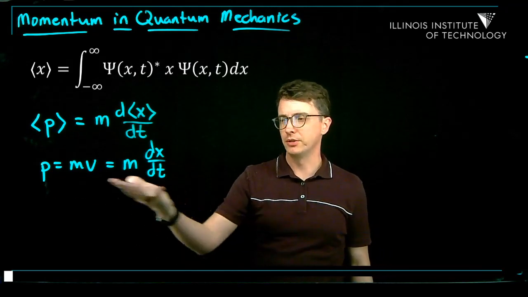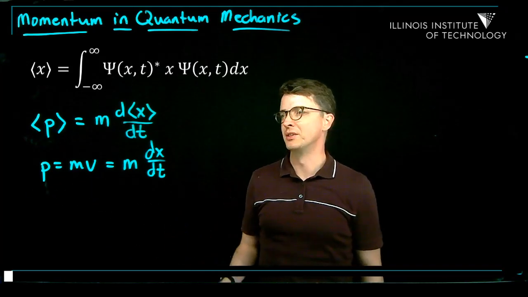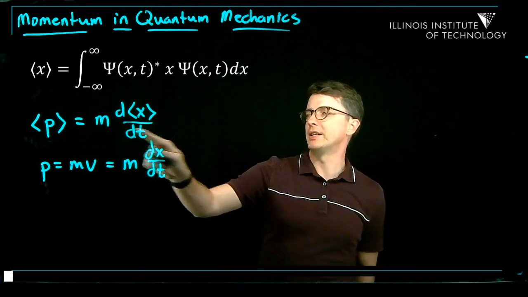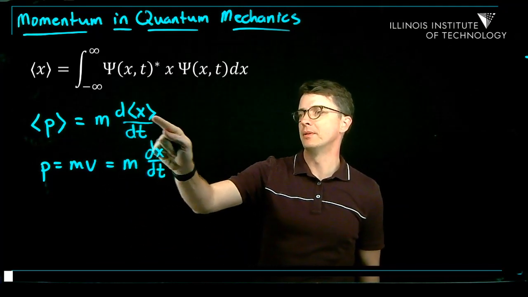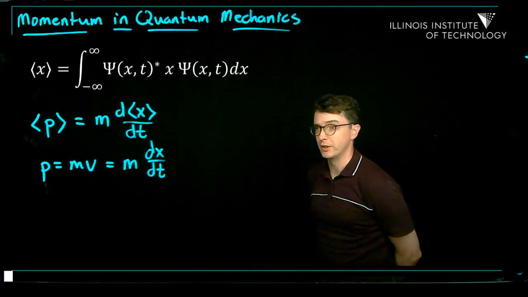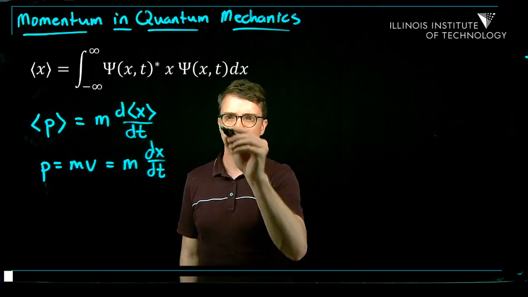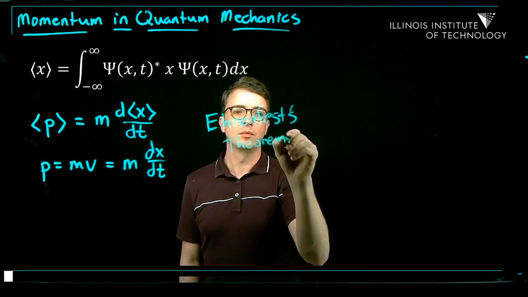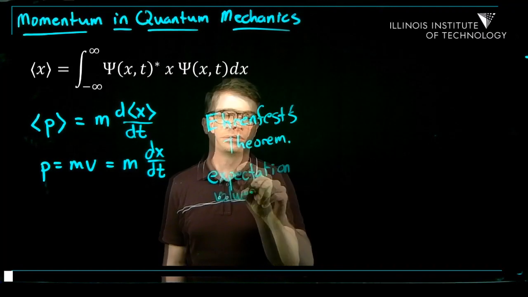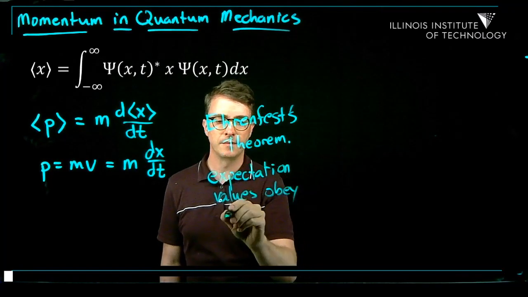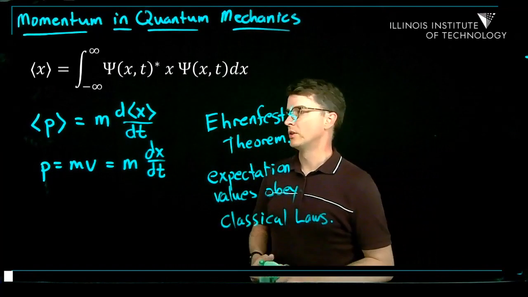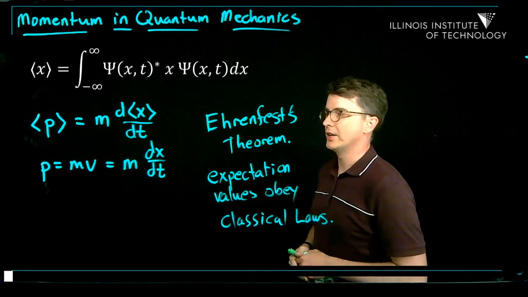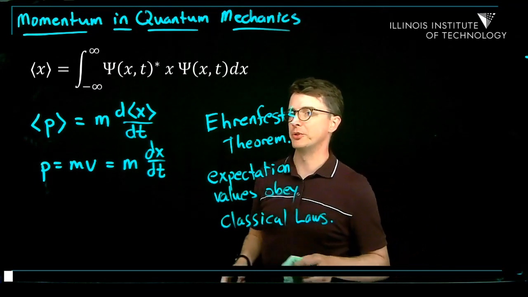That's a general rule. If I have some classical equation, which I know from earlier courses, I can use that equation in quantum mechanics, but it only applies to averages. Average momentum is m d<x>/dt, or putting it another way, it only applies to expectation values. That's a special case of something called Ehrenfest's theorem: expectation values obey classical laws. Okay, so I want this average momentum. I have the average position up there. I just have to take the derivative with respect to time and multiply by m.